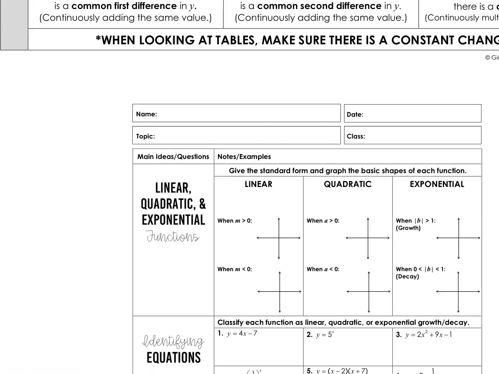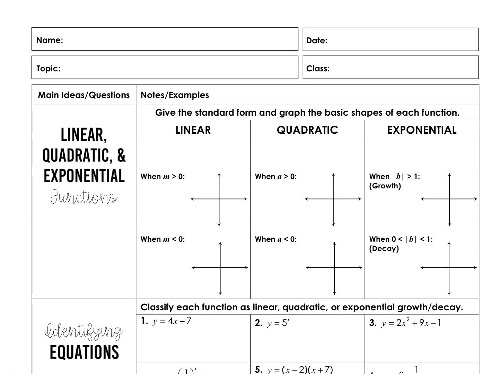Hello. These are your notes for today, so make sure you have them. It's just a front and a back. There's no staple on them. So today's our first day of this little mini unit at the end of the year.